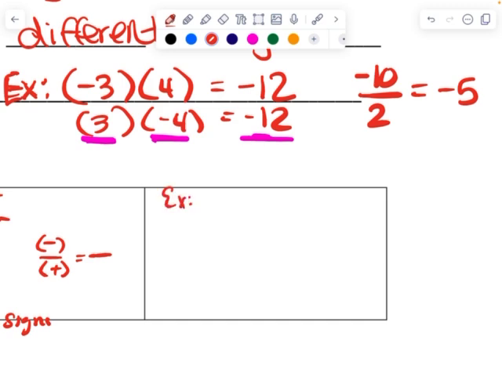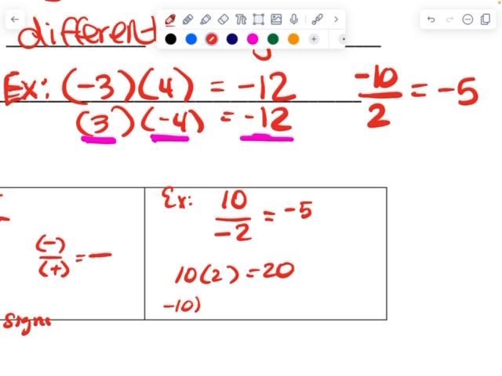If I say, all right, what about 10 divided by negative 2? I should have a negative 5 as an answer because they're different signs. If I have 10 times 2, I should get a positive 20. Same sign, right? Positive times positive is positive. What if I have negative 10 divided by, or times, negative 2? Again, I should get a positive 20.